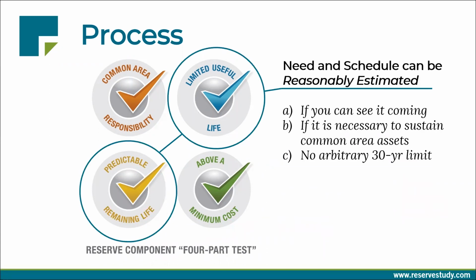And another element is this 4-part test helps you identify those projects where the need and the schedule can be reasonably estimated. So if you can see it coming with a reasonable expectation, and if it's necessary for your common areas to sustain the association, then those are the kind of things you're going to see in reserves. Notice there's no arbitrary 30-year limit here. That is a line that someone drew in the sand a long time ago, and it has nothing to do with National Reserve Study standards.